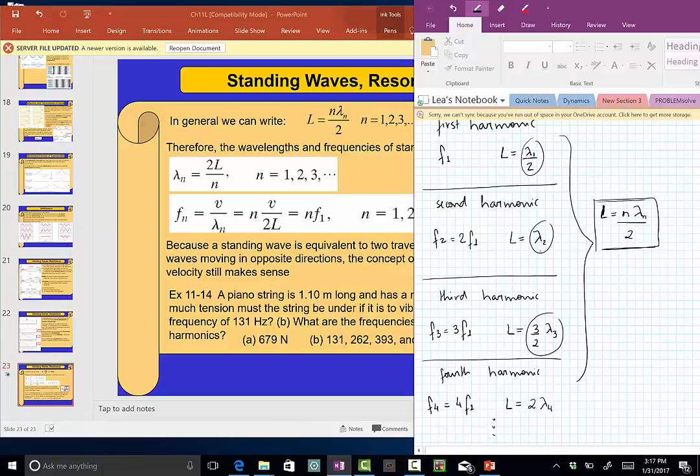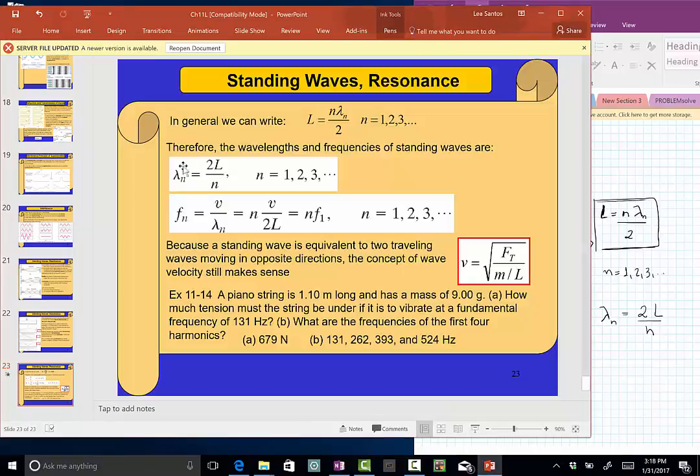Okay? So this is my general expression that covers all of these ones that we talked about. 1/2, 2/2, 3/2, 4/2, and so on. So n is a natural number. Now it's 1, 2, 3, 4, and so on. So from this equation, now I can write it in terms of the wavelength directly. I have the wavelength for any harmonic. The wavelength for any harmonic is given by twice L divided by n. This is the equation that you see on the slide showing up here.